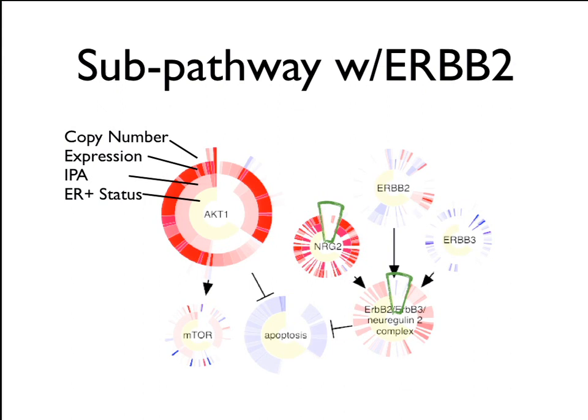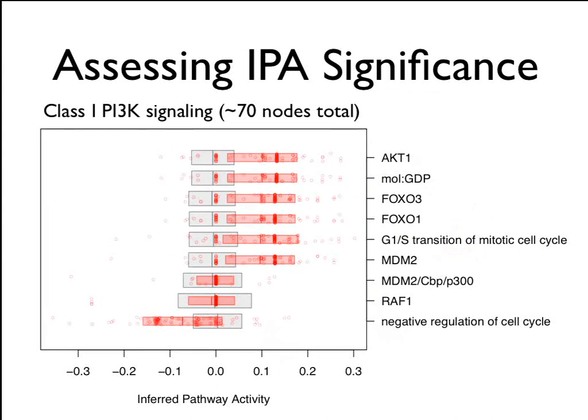Now for NRG2, it's seen extremely high expression, and that results in a very slight increase in the chance that the complex might be active. It's hard to tell from the colors, but this isn't significant. Fortunately, we have real numbers behind this, and I can show you the comparisons.